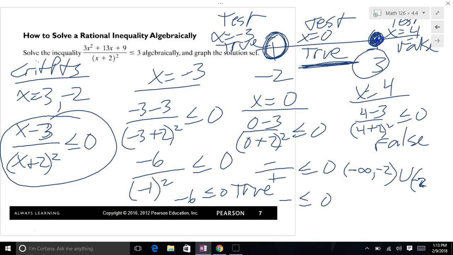We can include the 3. See how it's all filled in? So we're going to have a bracket right there, up to 3. Bracket that thing.